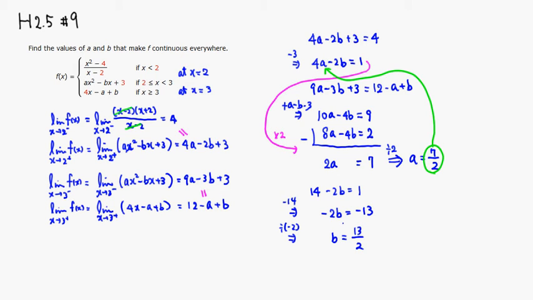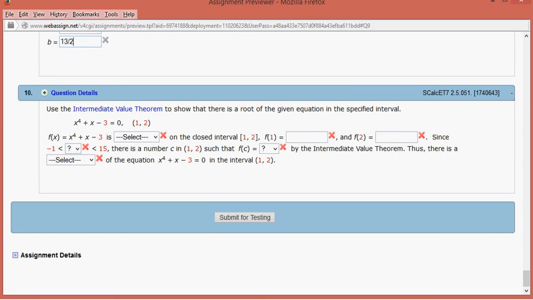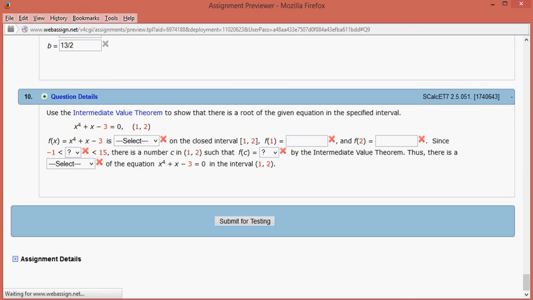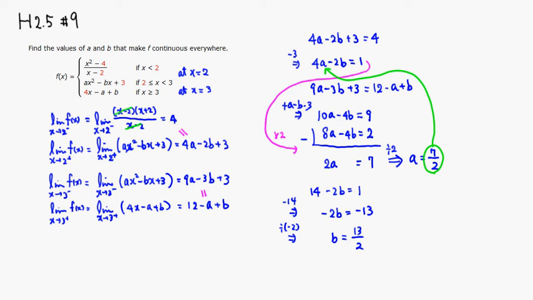So let's type it in. A is 7 over 2 and b is 13 over 2. Alright, let's check. Submit for testing. It came back and looks like we got these correctly. Alright, that's it. I hope that this was clear.